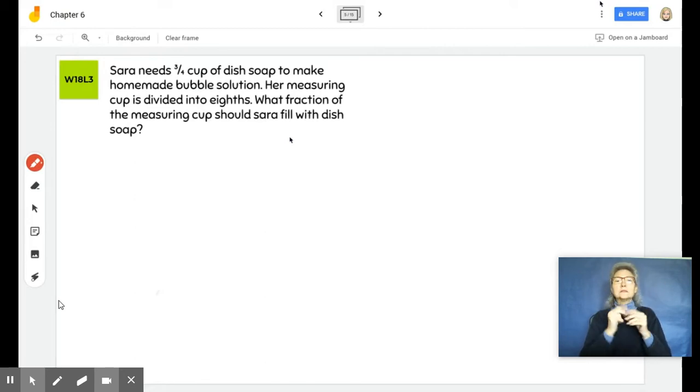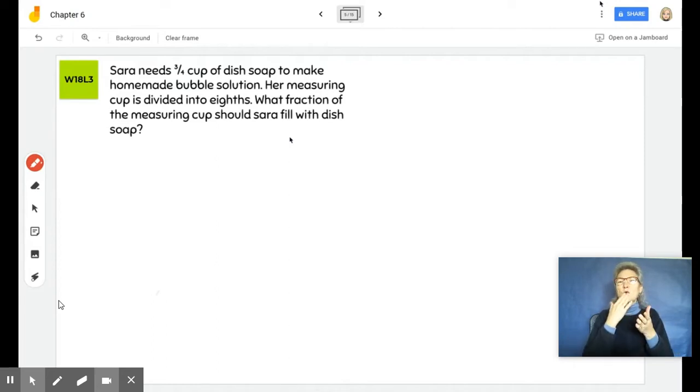Let's start with our first word problem here. It says Sarah needs 3/4 cup of dish soap to make homemade bubble solution. Her measuring cup is divided into eighths. What fraction of the measuring cup should Sarah fill with dish soap? Since I need fourths to make the soap, but my measuring cup is divided into eighths, I essentially need to look at eighths. Let's start by shading a model.